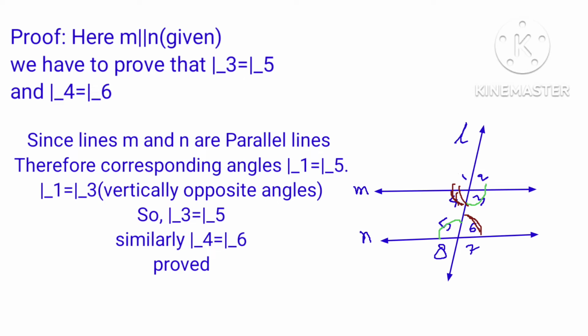but angle 1 equal to angle 3, vertically opposite angles. So, angle 3 is equal to angle 5, which are alternate interior angles. And similarly, angle 4 is equal to angle 6, which are alternate interior angles, proved.